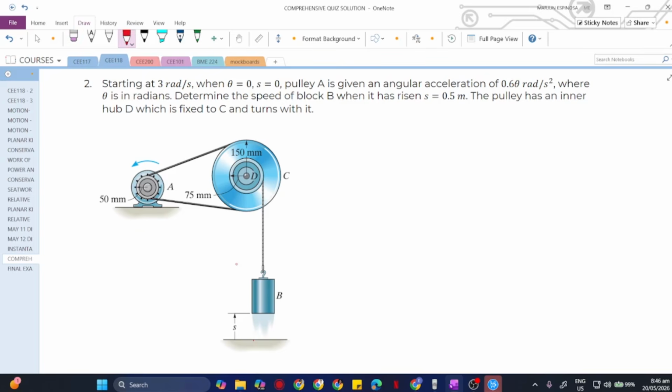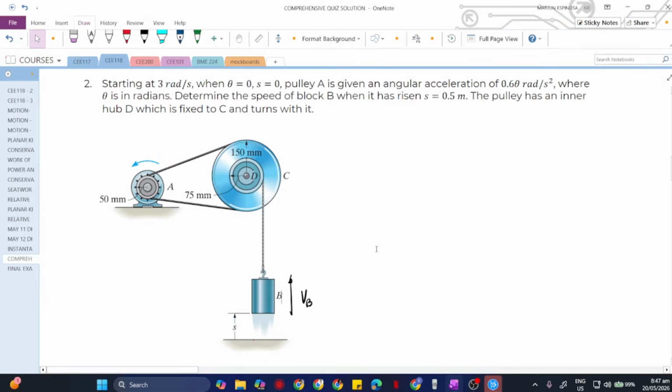The pulley has an inner hub, itong hub na to, which is equivalent to 75 mm. Itong pulley C is 150 mm and yung pulley A is 550 mm. So, yan yung mga radius nila, or radii, which is fixed to C and turns with it. Now, anong gagawin natin to solve for the velocity nitong block B? For this problem, we can simply use the rotation about the fixed axis na topic. So, how to solve for this one?